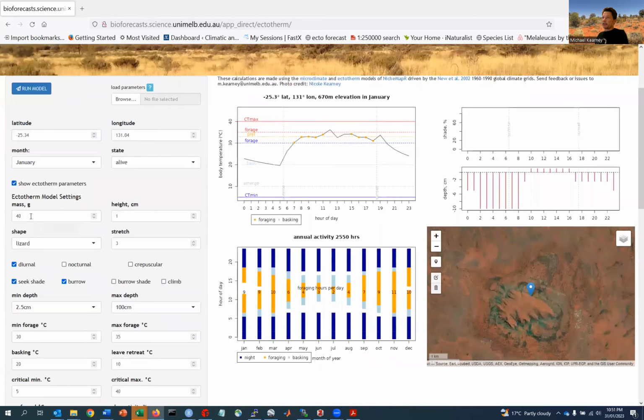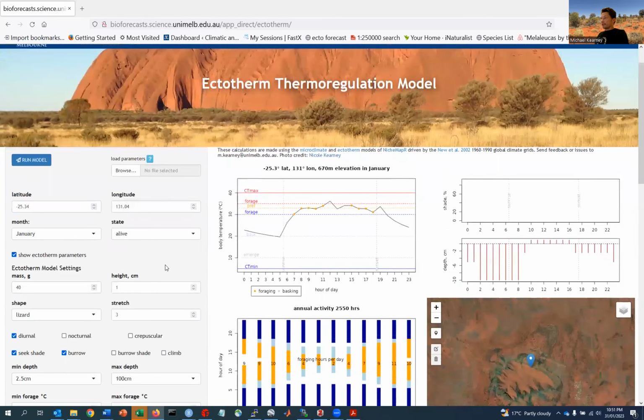We can control the size of the animal in terms of its mass, in grams. This is controlling the height above the ground that the animal's at. This is very, very important. We're currently modeling a small 40-gram lizard, so 1 centimeter is good. If you were modeling a much larger animal like a monitor lizard, like the perentie, which is Australia's largest lizard that roams around this landscape, you might want to have the height set to 20 centimeters or something, the midpoint of the animal.